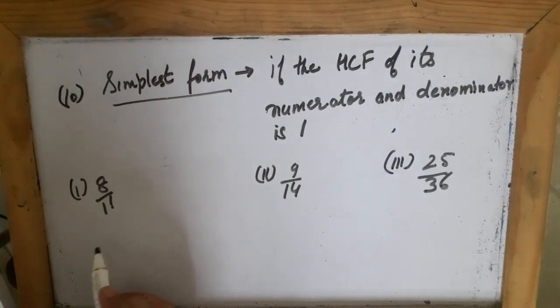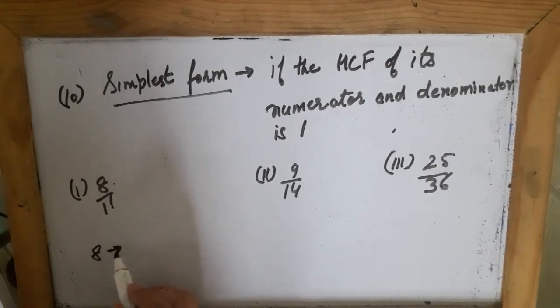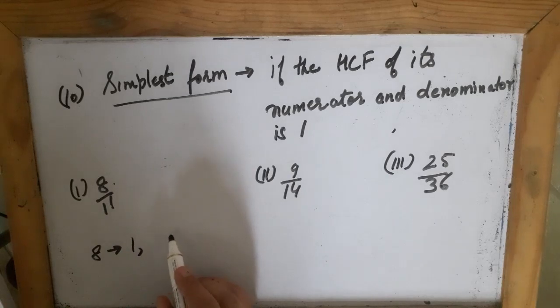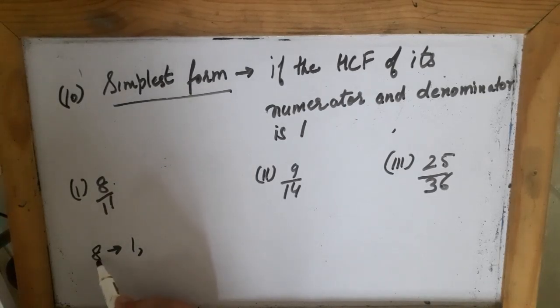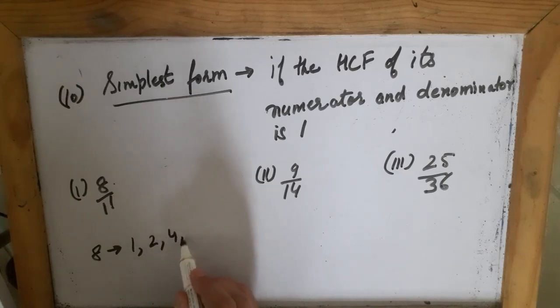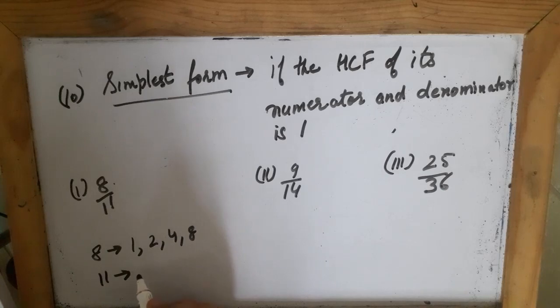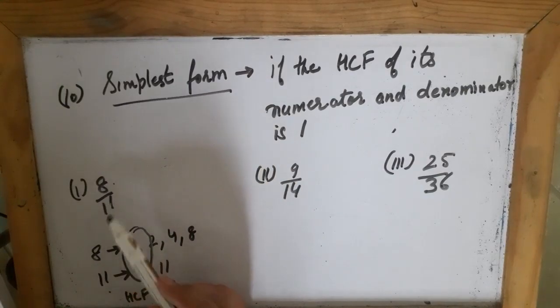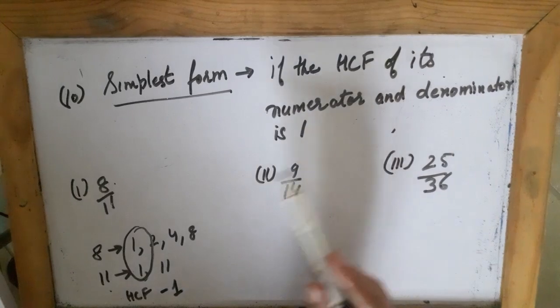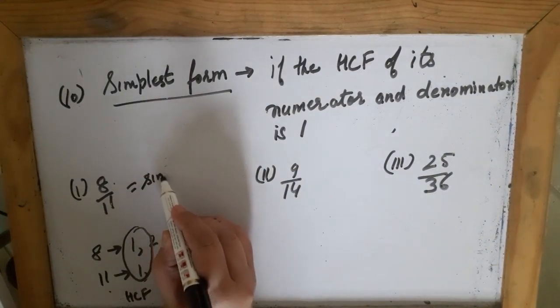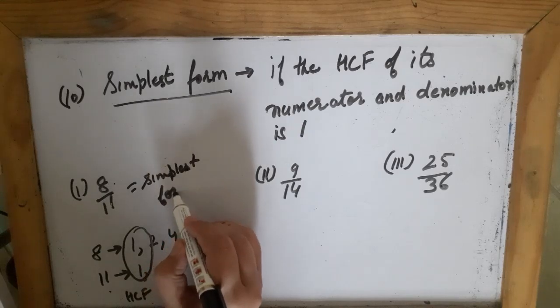So let me take out the HCF of 8 and 11. What are the factors of 8? You know how to take out the HCF, you have learned in your previous class. Let us recall how we get the HCF of given numbers. 8 I can divide by 1, 2, 4 and 8, and 11 is a prime number which is divisible by 1 and 11. So what is the common factor of both of them? The common factor is 1 only. Because the HCF of numerator and denominator is 1, this is in the simplest form.